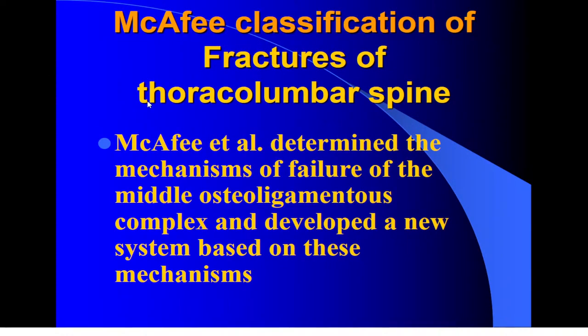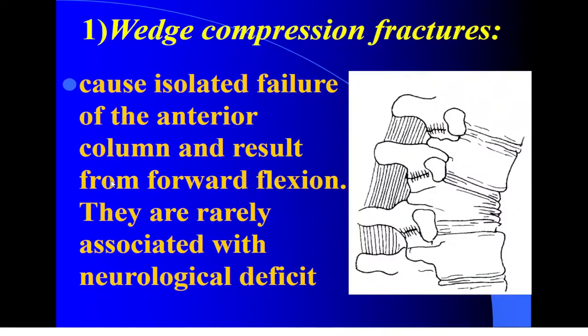And we have the so-called McAfee classification, where we have an explanation of what type of injury we should expect in case of different mechanisms of trauma. The first type of fracture which we should expect is the so-called wedge compression fracture. The X-ray findings you can see here on the right side. During the X-ray examination, you can find anterior compression of the vertebral body. So the anterior height of the vertebral body becomes less than the posterior one.